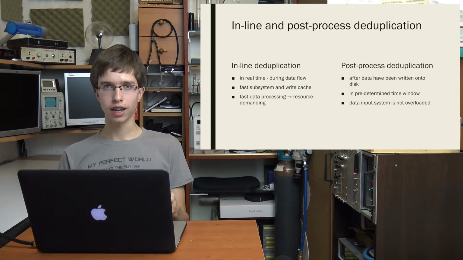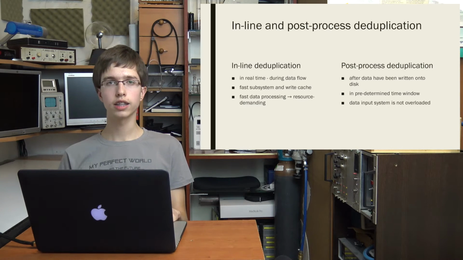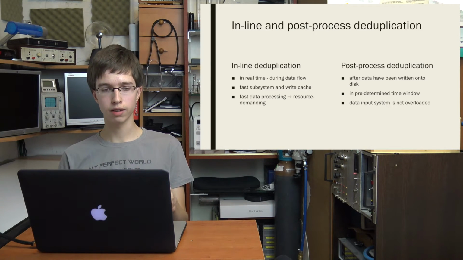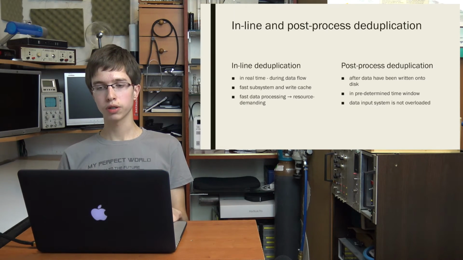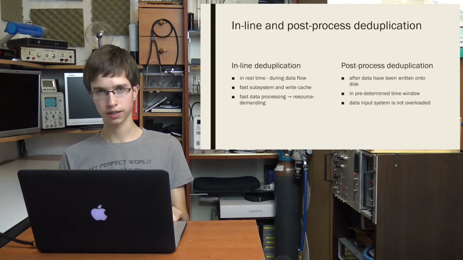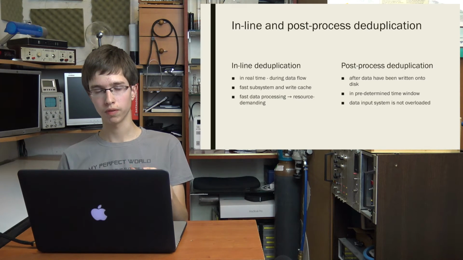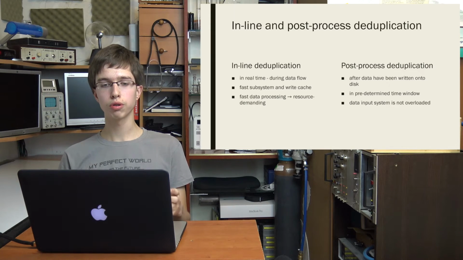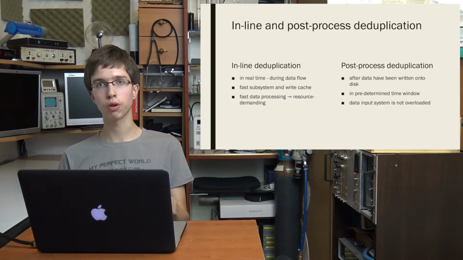Deduplication can occur inline or post-process. Inline deduplication occurs in real time, so during data flow. It requires a fast disk subsystem and write cache to process requirements for input of data fast enough, so it is very resource demanding. The other type, post-process deduplication, occurs after data have been written onto the disk. It occurs in real time but with a predetermined time window, and at the same time it occurs, the data input system is not overloaded.